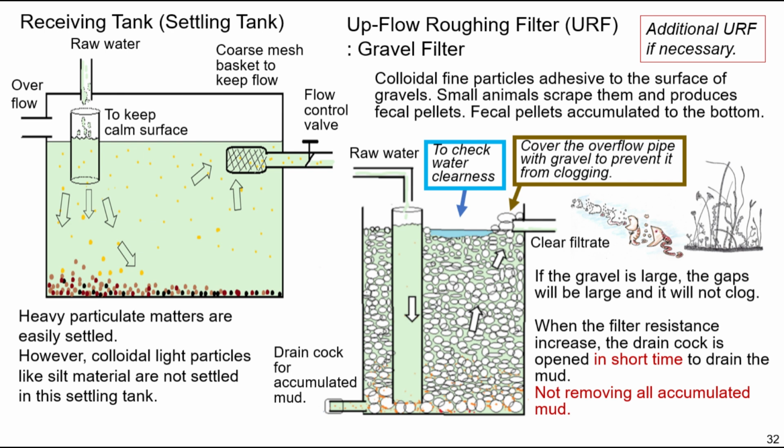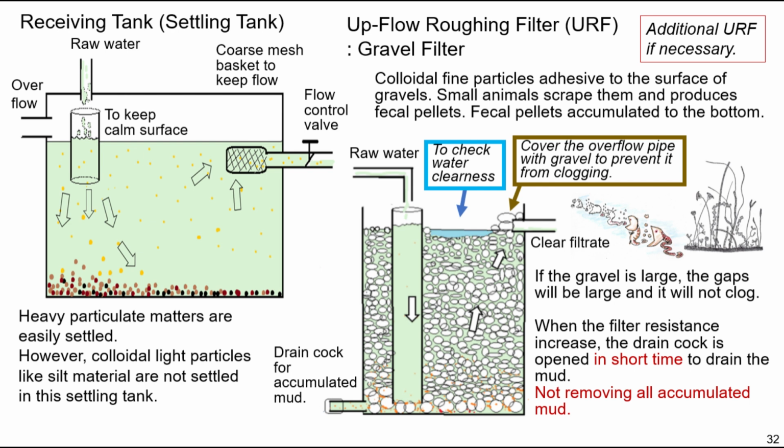Colloidal fine particles adhere to the surface of the gravel. Small animals scrape them off and produce fecal pellets. The fecal pellets accumulate at the bottom. If the gravel is large, the gaps will be large and it will not clog. When the filter resistance increases, the drain cock is opened for a short time to drain the mud, not removing all the accumulated mud.